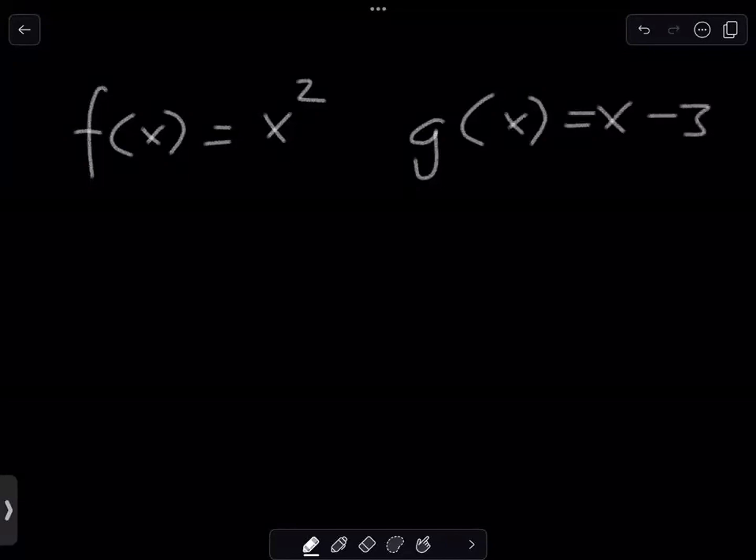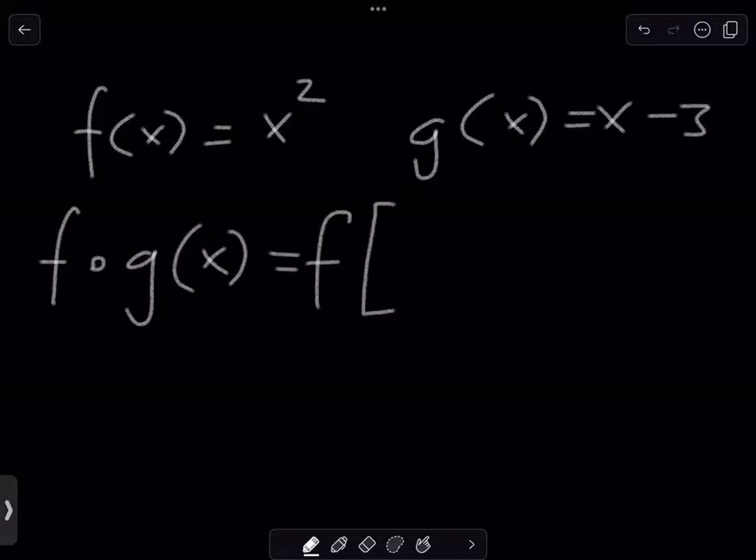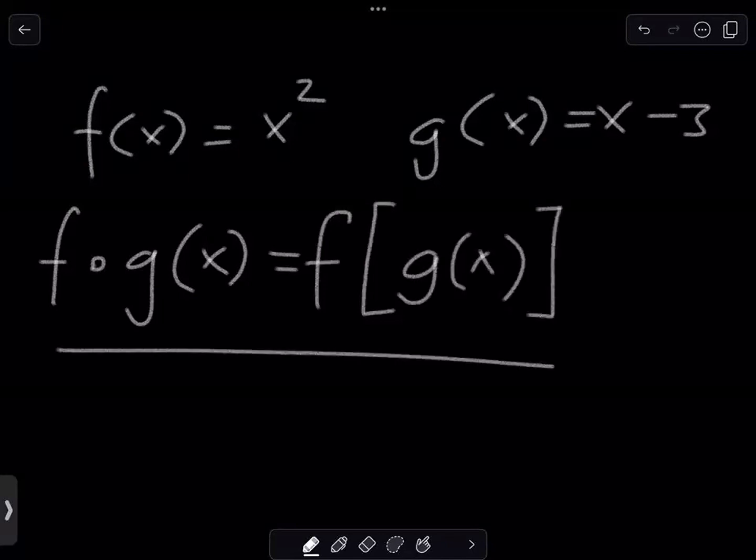If I have a function f of x is equal to, let's say, x squared, let's use something simple, and another function g of x is equal to x minus 3. And I asked you to find f circle g of x, or the notation that I prefer, we have f of, can use the square bracket, g of x. Okay, these two mean the same thing. It just depends on which notation you want to use. I like this notation.